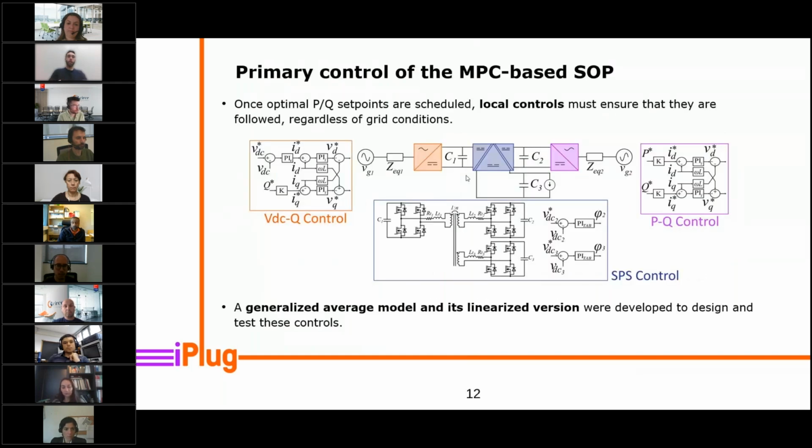Then, once the optimal active and reactive power set points are scheduled through the methodology that we developed in the iPLUG project, local controls should ensure that these set points are followed regardless of grid conditions. For this purpose, a generalized average model and its linearized version was developed in the project in such a way that the control strategies could be designed and tested.